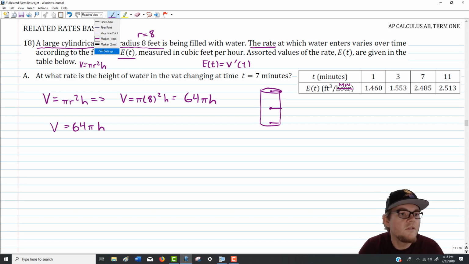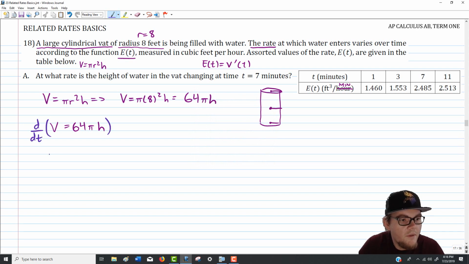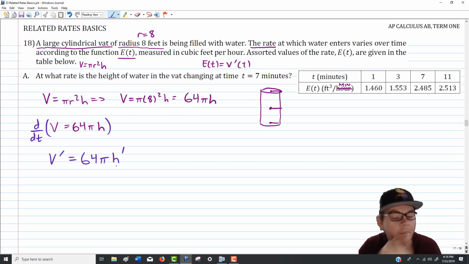And that means it's time for us to go ahead and differentiate with respect to time. So we're going to d/dt this equation. When we do, we get dV/dt is equal to, well, it's pretty clean, 64 pi times dh/dt, or h prime. So there's the equation we're looking at.